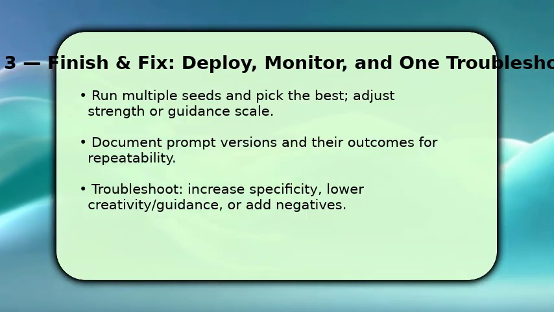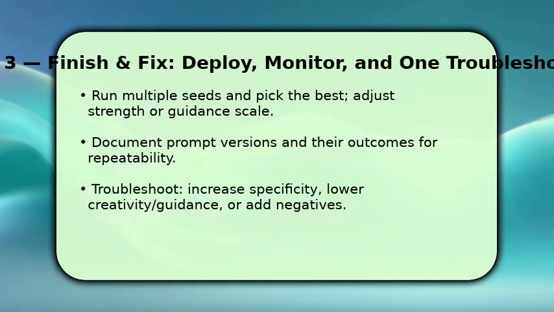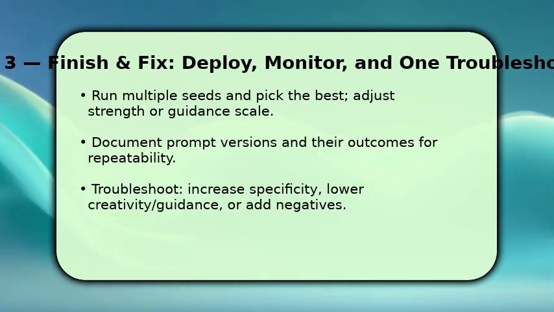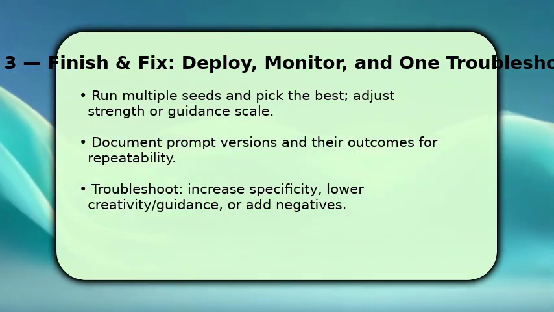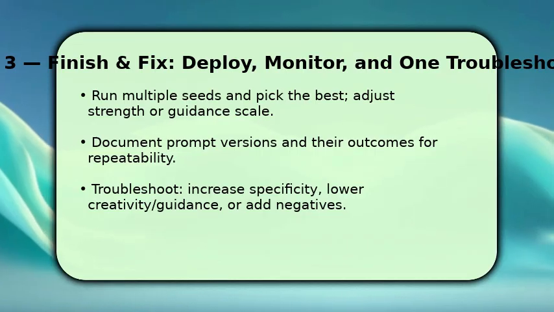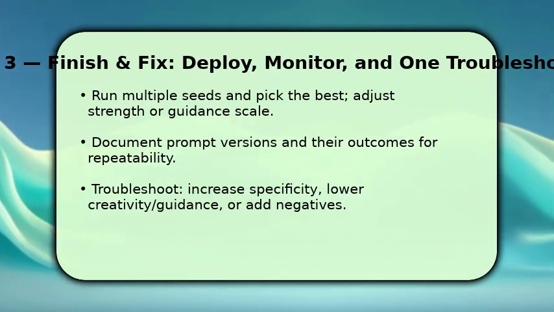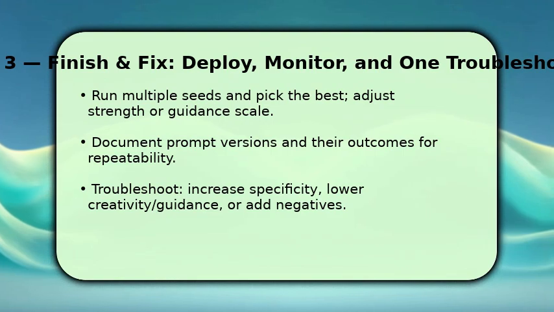If things go wrong, unexpected elements, weird anatomy, wrong colors, first increase specificity, then reduce creativity or guidance scale, and finally add targeted negative terms. Make sure to test small edits, iteratively. Measured changes are faster than rewrites and teach you what each phrase controls.